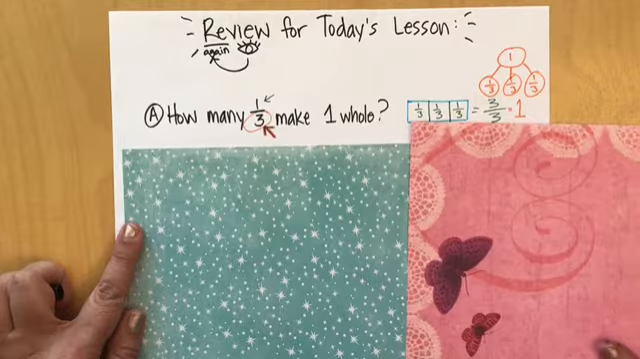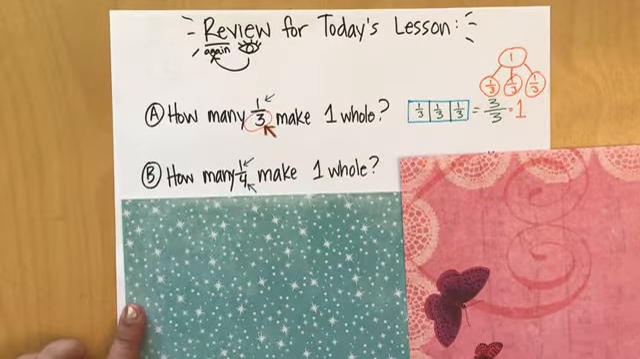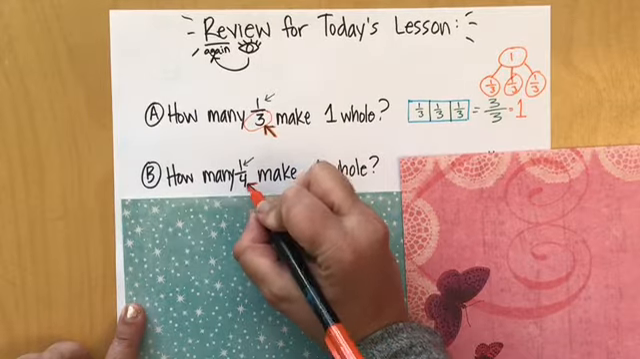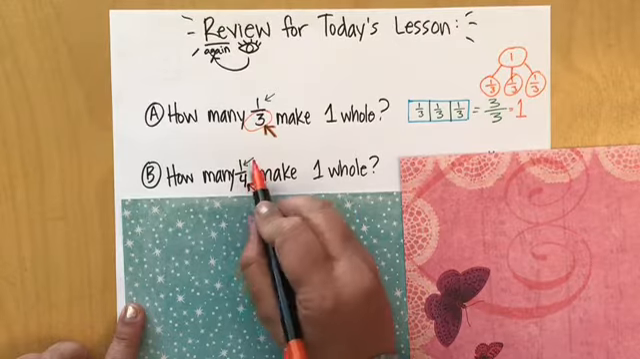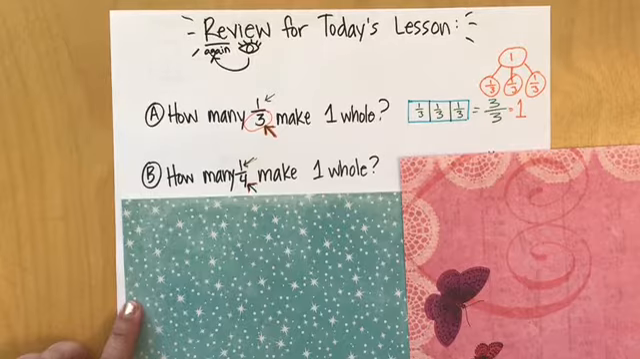Okay, let's look at our next one. For B, how many 1/4 make a whole? Again, we have our denominator, which gives us our clue of 4 parts that our whole was divided up into. And 1 out of 4 is what we're talking about. So what did our whole look like? Go ahead and figure that out. Press pause and press play.